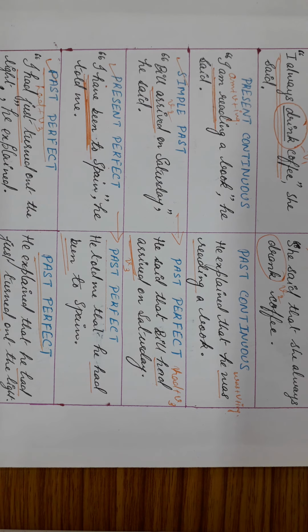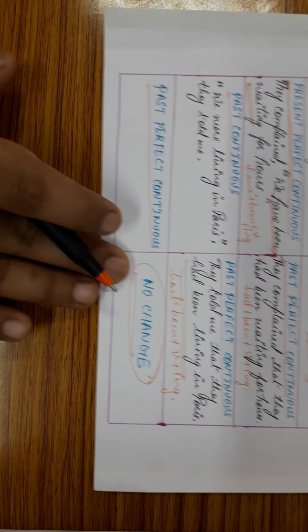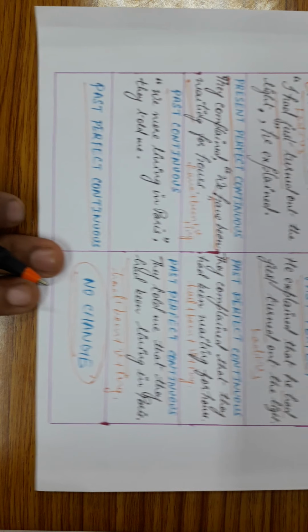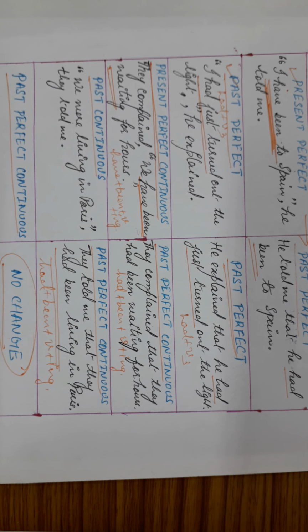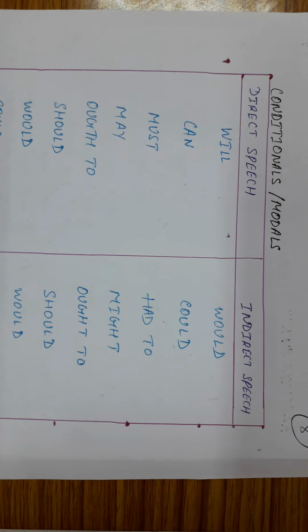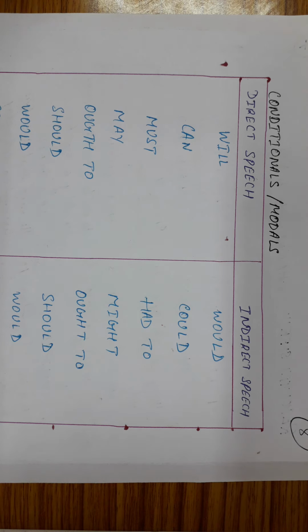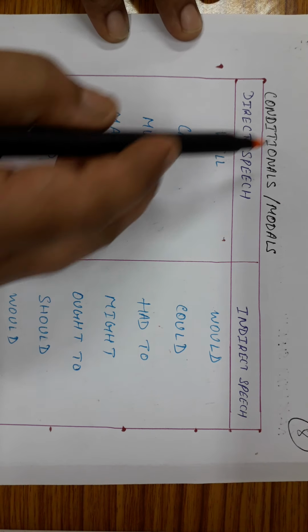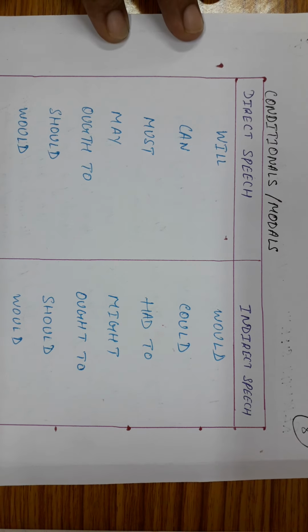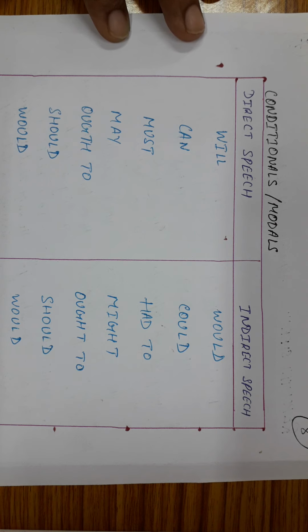Now what about future tense? You will find that I have not written anything regarding future tense. Now future tense, there are no certain rules for that. In grammar books you will find that they are taken under conditionals. How? Let's see over here. Like will, conditionals or modals.